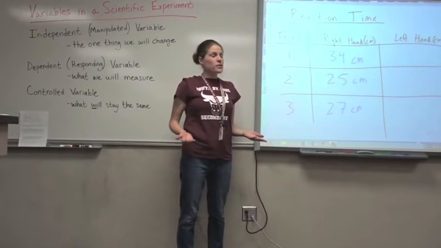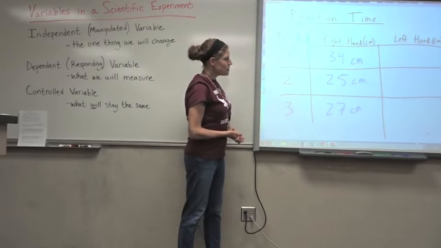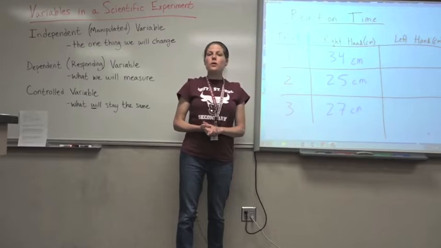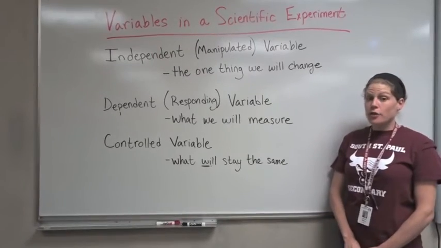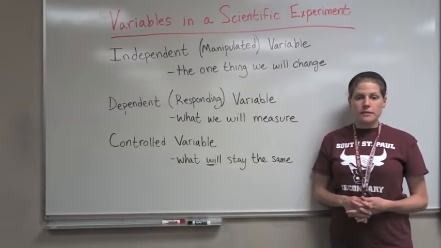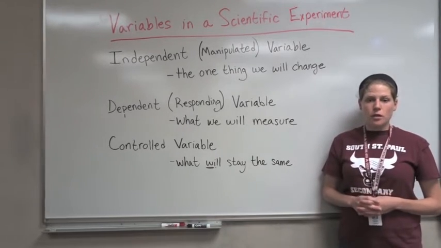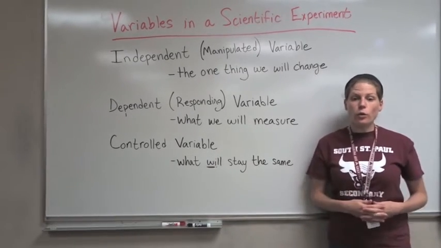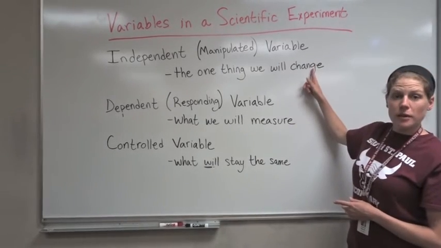But how do we know if this was a fair test? Are these results valid? This brings us to our 3rd type of variable, the controlled variable. A controlled variable is something that stays the same throughout an experiment. Most experiments have multiple controlled variables. We want controlled variables in order to be sure that our results are only affected by the independent variable.